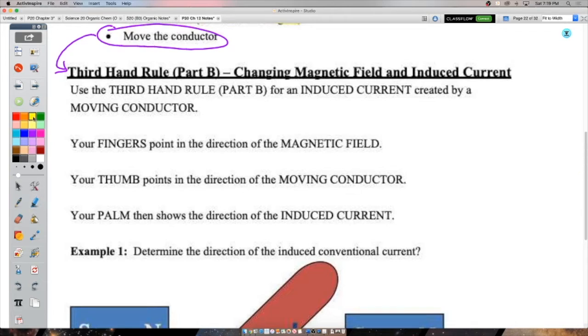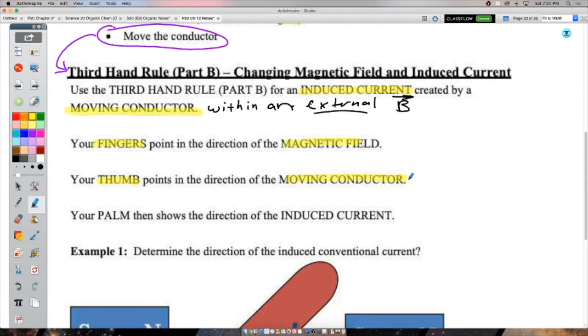So the third hand rule, part B, you might want to call it, even though it's really not that different, is for an induced current created by a moving conductor, and I should say, like all third hand rules, within an external magnetic field. So you'll see what I mean. Nothing new here. Your fingers point in the direction of the magnetic field. That is no different than our third hand rule, quote unquote, part A. Now your thumb points in the direction of the moving conductor. In the first part of our third hand rule, what did your thumb point in the direction of? It pointed in the direction of the moving charge. Remember, where are those charges? They're in the conductor. So not much is actually different here.